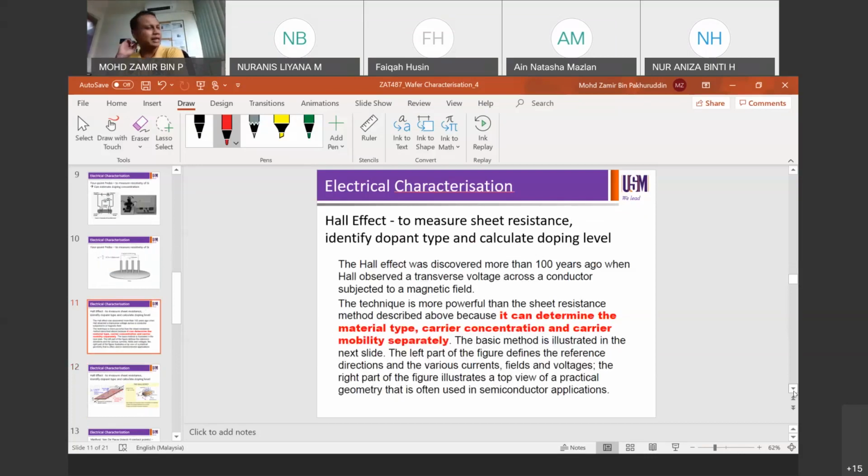Another method, slightly more complicated, is called the Hall effect. Anyone pernah pakai Hall effect sebelum ni dekat NOLAB, ataupun dekat labs? Anyone use Hall effect? We learned Hall effect, right? In 386, remember last time? The Van der Pauw method.